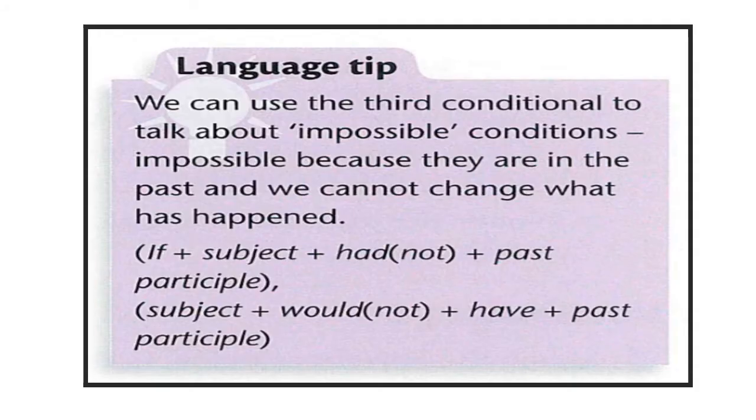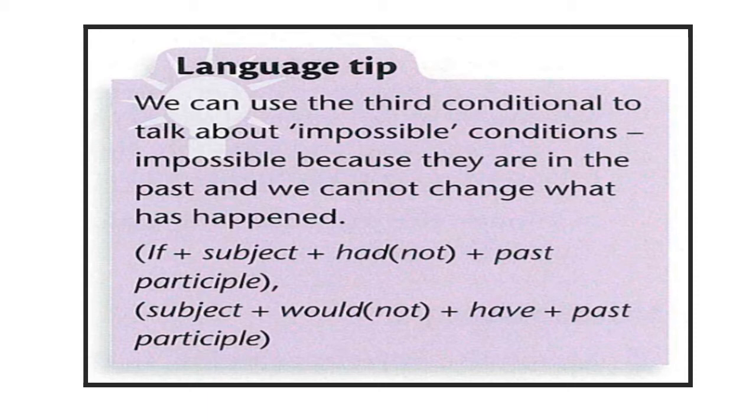Let's move on. I need you to look at your book, please, for this purple box. Today we have something called the third conditional, to talk about impossible conditions. Impossible because they are in the past and we can't change what has happened. Something happened in the past and you can't change it, so you feel sorry about that. You feel regret. So we use the third conditional of if.